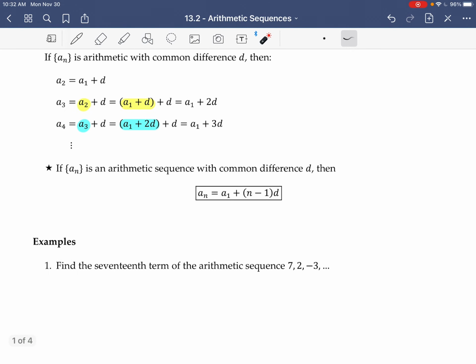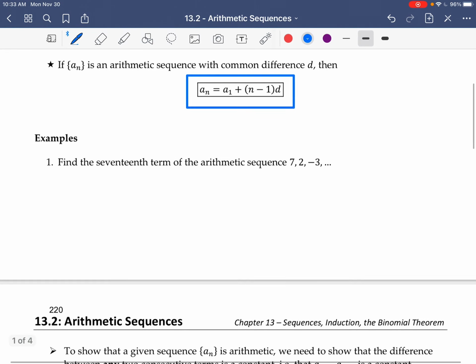Okay, so then we have the 3 here and a 2 here, a 4 here and a 3 here. So you might notice the pattern: if I want a_n, instead of doing recursion, I could take the first term, A1, and add n minus 1 times the common difference. Okay, so 1 less than the term I'm looking for. Okay, so this is an important formula. So I'm just going to put it in a colored box, make it a bit easier to find. Okay, so that's what we're going to use.